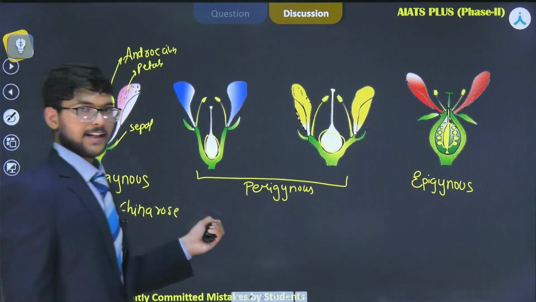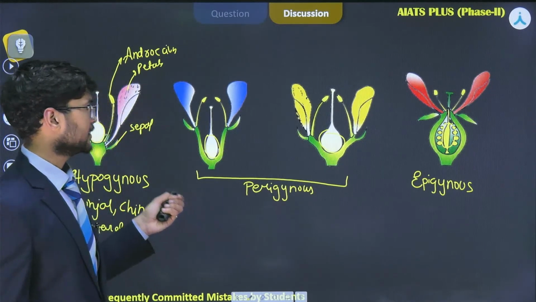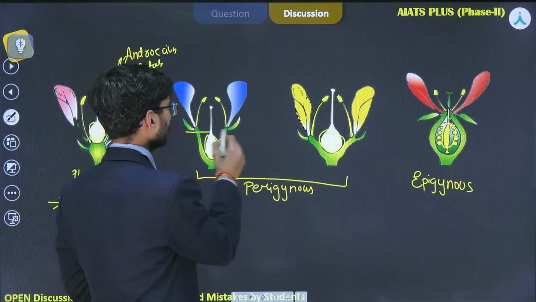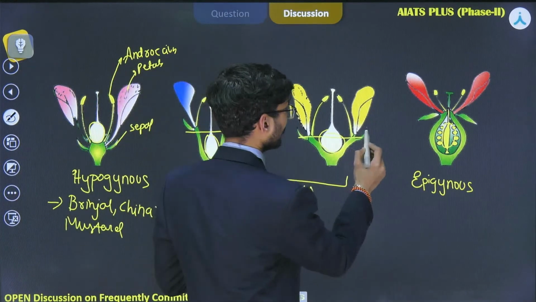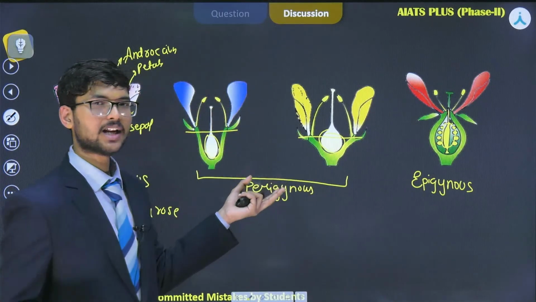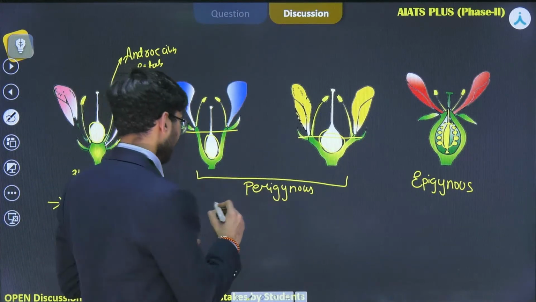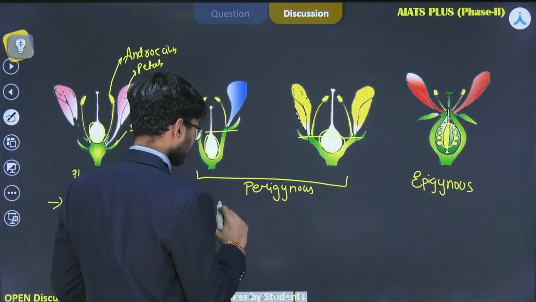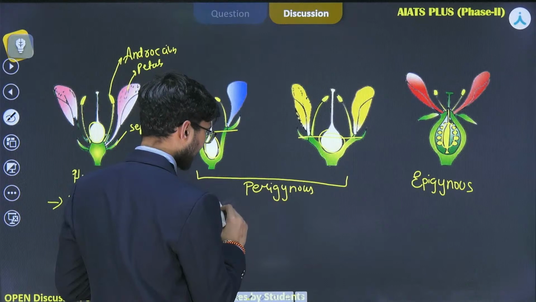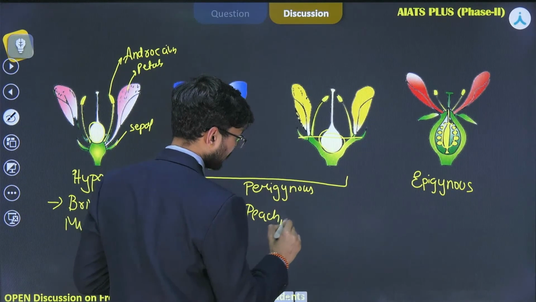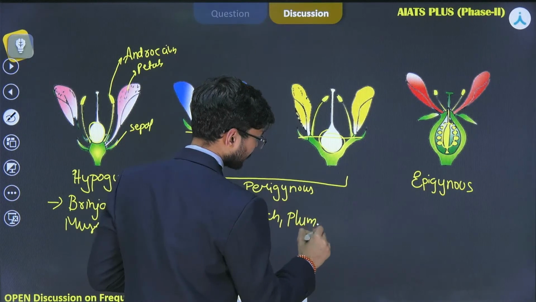Now comes the perigynous flower. In case of perigynous flowers, the ovary and the position of the other floral whorls are looking like they are occurring from the periphery or the side of the ovary. So, this kind of flowers are perigynous flowers, and the examples are peach, plum and roses.